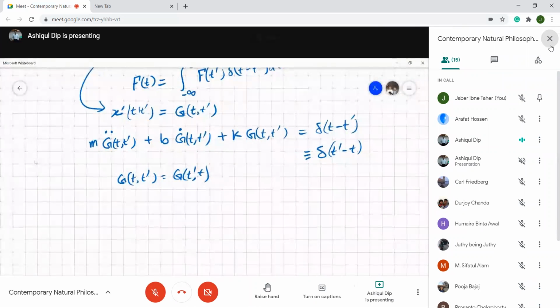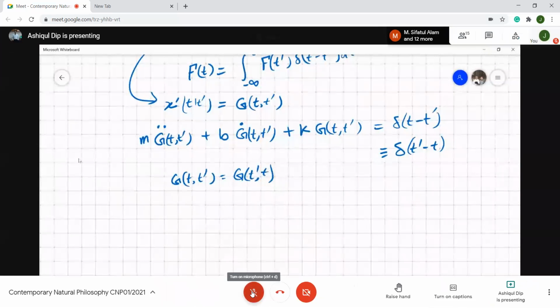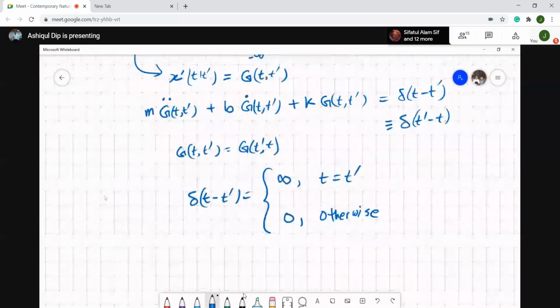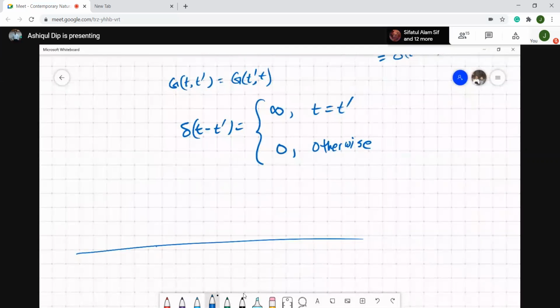Okay. So you should have spoken out, like define the delta function first. The delta function is defined as delta of t minus t prime. It is infinity when t equals t prime and zero otherwise. So it's basically a high peak like this. If you try to plot the delta function, then at this point it has a very high value, otherwise it's zero. I think the integration of the delta function is the main definition.